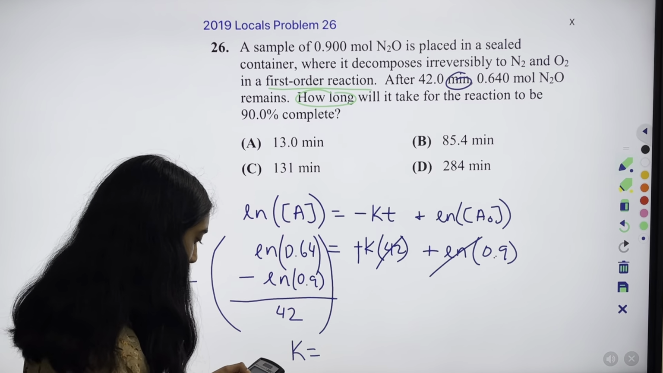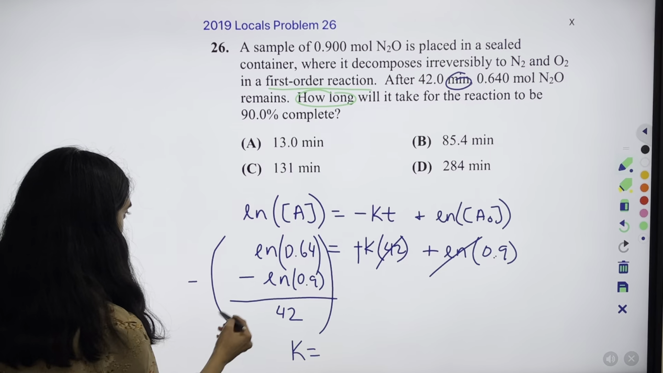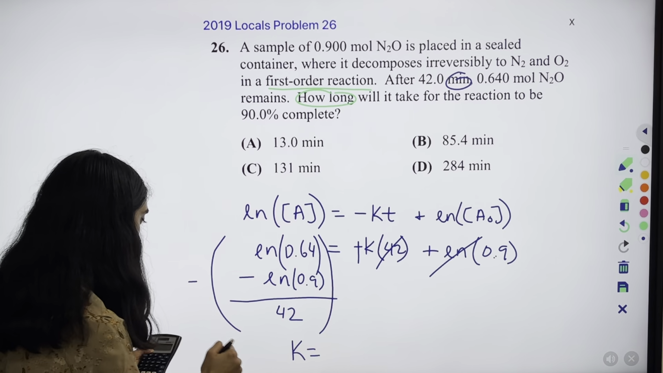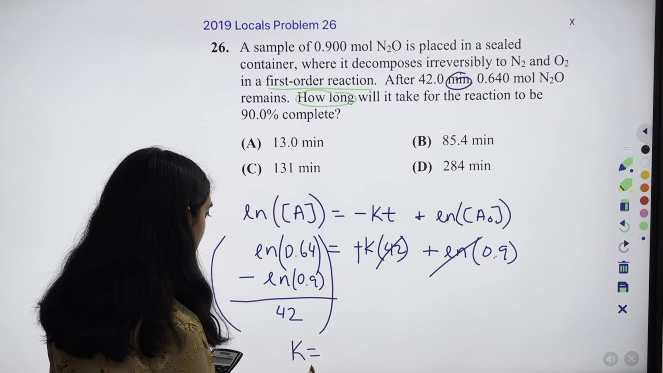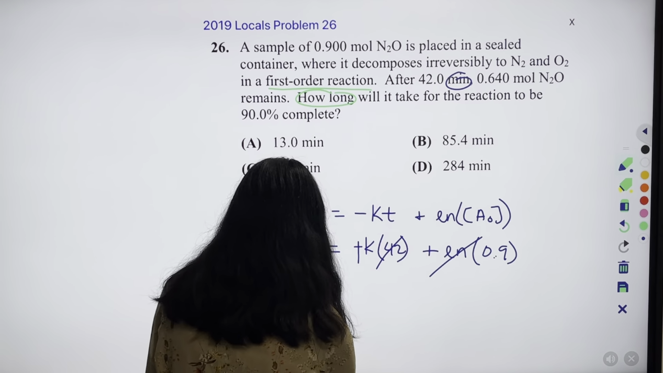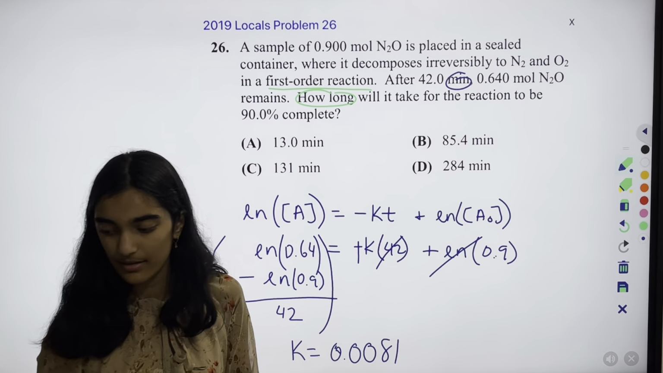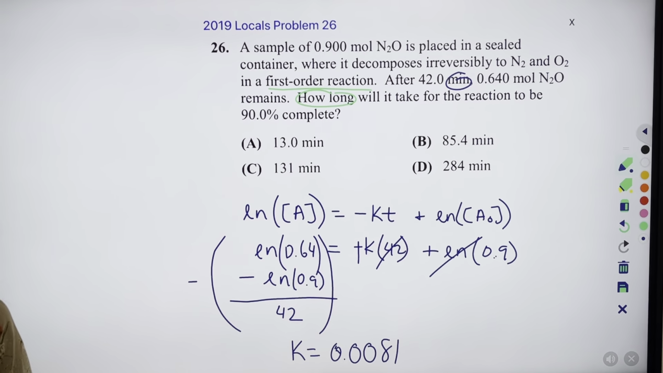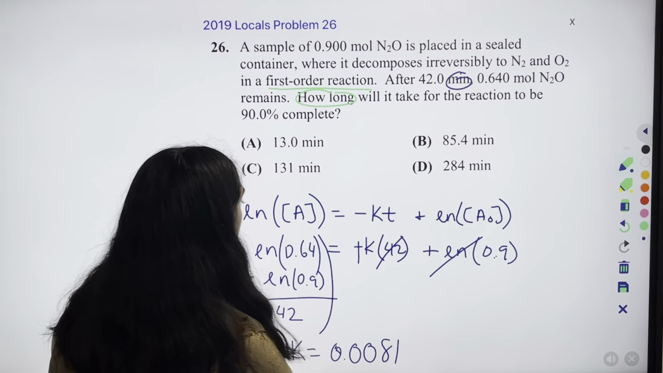So we get, and then remember the negative. This is negative overall, so when we put a negative sign, it's going to be positive. So we get 0.0081 for k. Yeah. So this is our k value.